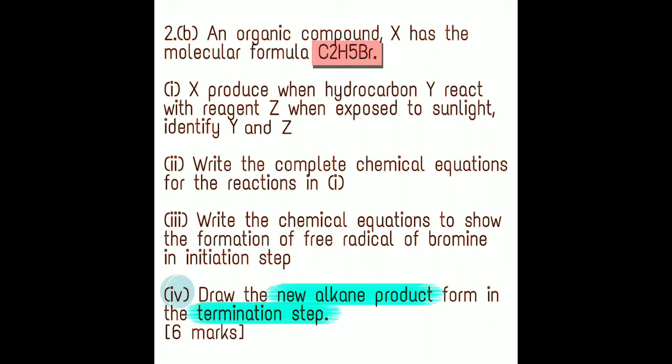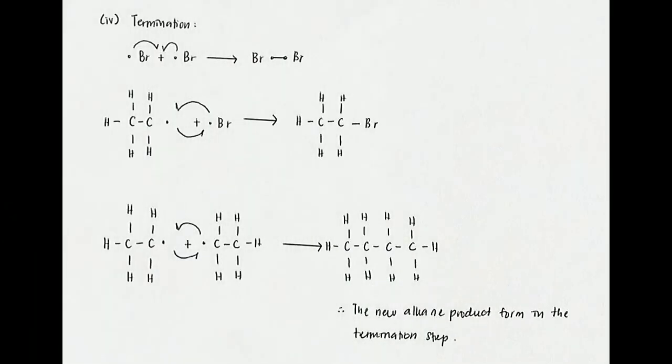Question B4. Draw the new alkane product formed in the termination step. Termination step is the last or third step in reaction mechanism of alkane halogenation. We know in termination step we have 3 products. First product is halogen that is formed when free radical halogen combined with another free radical halogen. Second product is alkane. This is when free radical alkane combined with another free radical alkane. And the third product, which is our major product, is haloalkane, which is formed when free radical alkane combined with free radical halogen.